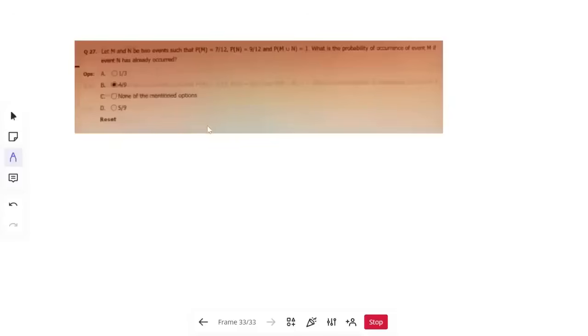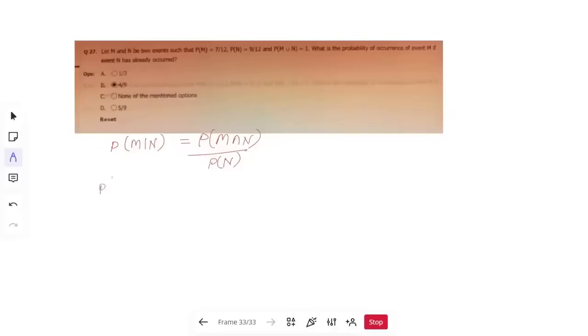Let's see how we will solve this question. We have a formula for conditional probability, that is P of M and N divided by P of N. This is the formula that we have. We have to use this formula to solve the question.